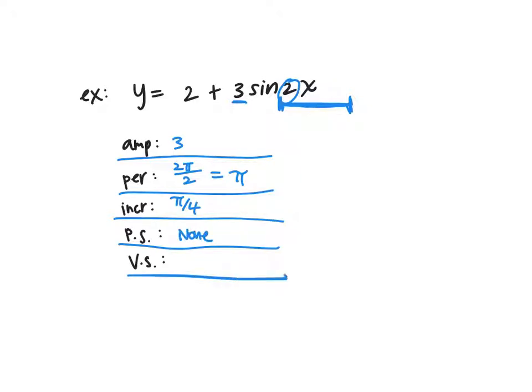And vertical shift, it's the up and down translations. See how that plus 2 could technically be like over here too. See how that's up 2, right? But it's just out here. It's going to be up 2.